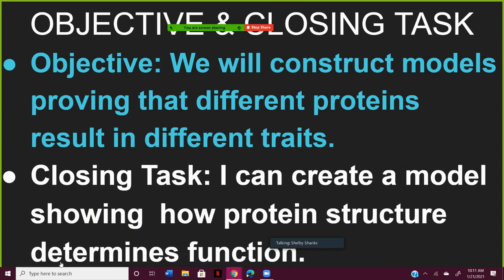All right, so our closing task today, you guys are going to be able to create a model showing how protein structure determines function.